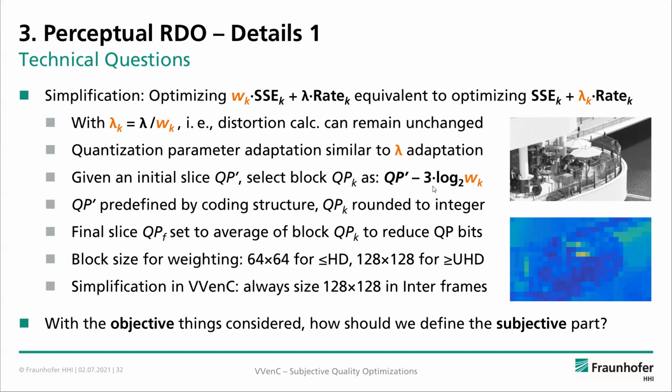block size for QP adaptation is always 128 by 128, meaning the CTU size in interframes, since a finer resolution of the blockwise weighting was found not to lead to better visual quality, and it complicated things a bit in the search loop. With those objective things considered, the question remains, how should we choose the w of k?